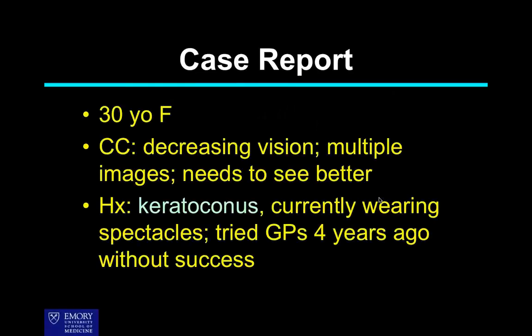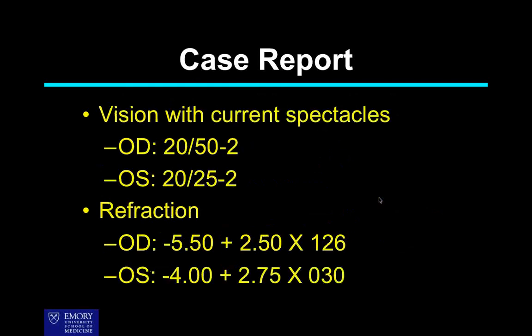Okay, well, very good. Michael, continue on. So one more here, not the last, but the next one. 30-year-old female presents complaining of decreasing vision, multiple images, needs to see better, history of keratoconus, currently wearing spectacles, tried GPs 4 years ago without success. When I say GPs, I mean corneal GPs. Vision with current spectacles, 20/15, 20/25. Here's the refraction, not too unremarkable.